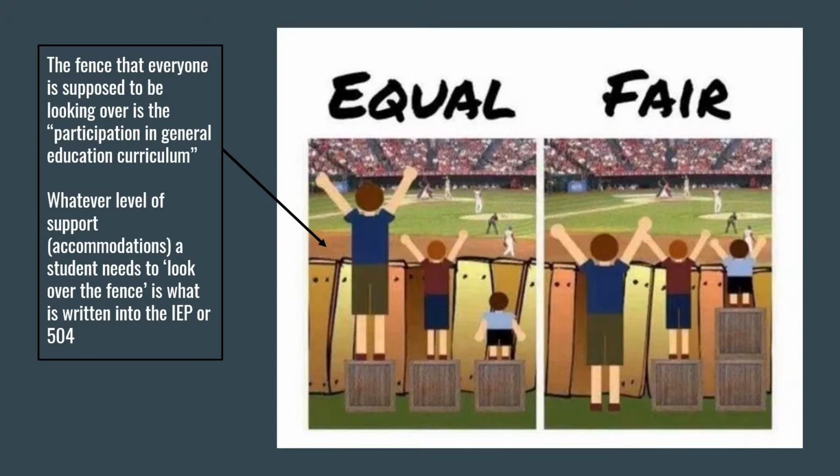So we come back to this picture. This is a pretty common, popular picture of the difference between what is equal and what is fair. Well, this comes down to what accommodations are for. So that fence that all the students are trying to look over is supposed to be the participation in general education curriculum. They have to be able to look over that fence. They have to be able to pass their general education classes. So whatever level of support or height of boxes that student needs to look over the fence is what needs to be written on the IEP or 504.